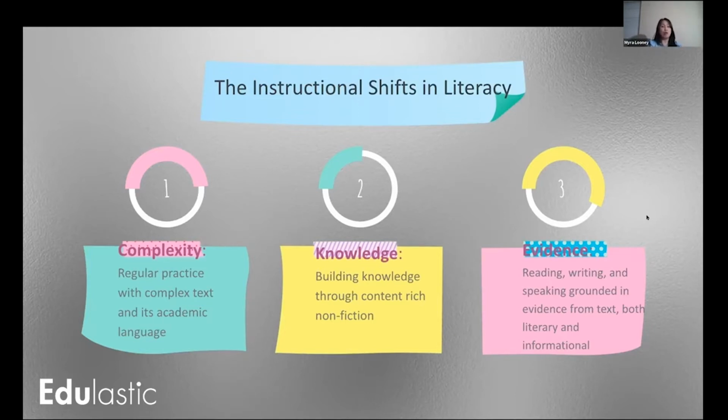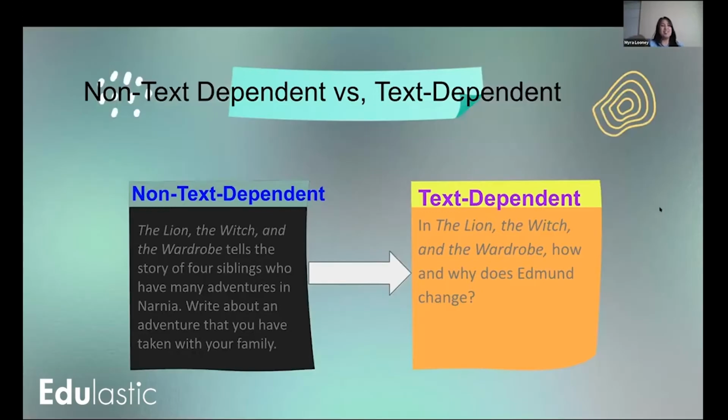And so what we are doing right now is building their knowledge through content-rich nonfiction or fiction materials. And we are reading and writing based on the passage that they are reading. Next slide, please. But what is text dependent?